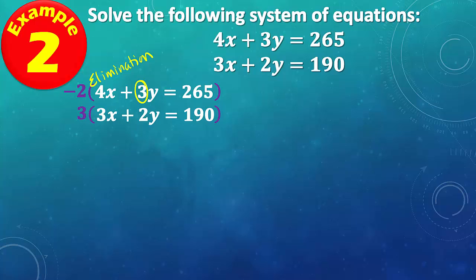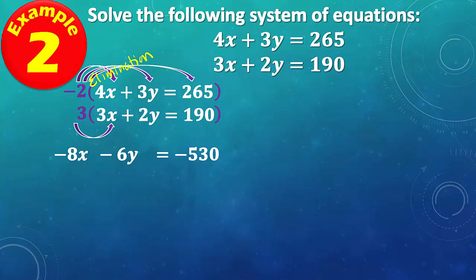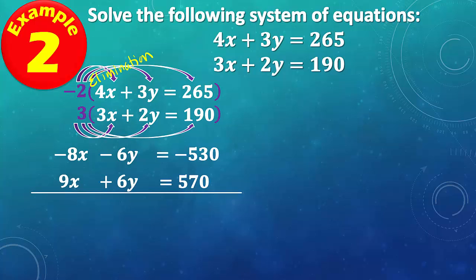So I took my 3 and my 2. The 2 I multiplied the top by, and the 3 I multiplied the bottom by. So whatever was on top of the one you want to get rid of, you multiply the entire bottom one by. And since they're both positive, I made one of these negative, because remember, they need to be opposites. So I multiplied negative 2 times 4x to get negative 8x, negative 2 times 3y to get negative 6y, and negative 2 times 265 to get negative 530. And then I did the same thing with 3 on the bottom.